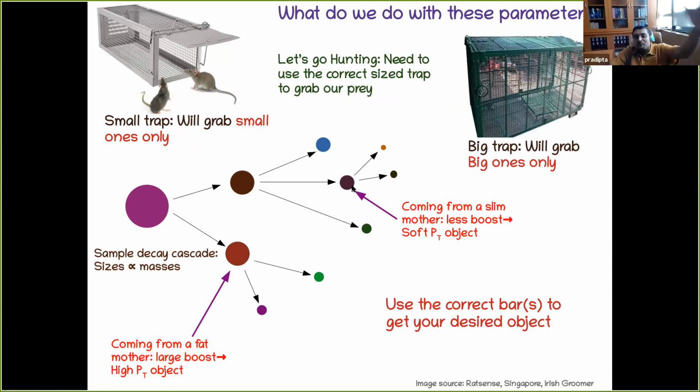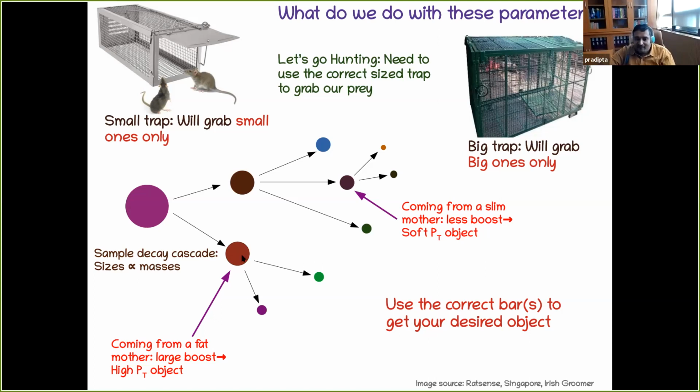Here I just give you a sample decay cascade. This is a heavy mother decaying into the first generation of daughters, and they are subsequently decaying here. Clearly, as we go to more and more decay chains, the particle's energy is going to reduce. So this is actually the secondary daughter, coming from a mother which is smaller than this mother. It is expected that here the decay products are going to appear with lower PT, that is, lower transverse momentum. These are often classified as soft PT objects. If I am planning to detect these objects, I need to lower my threshold. In other words, these are like the small rats for which I need a rat trap.